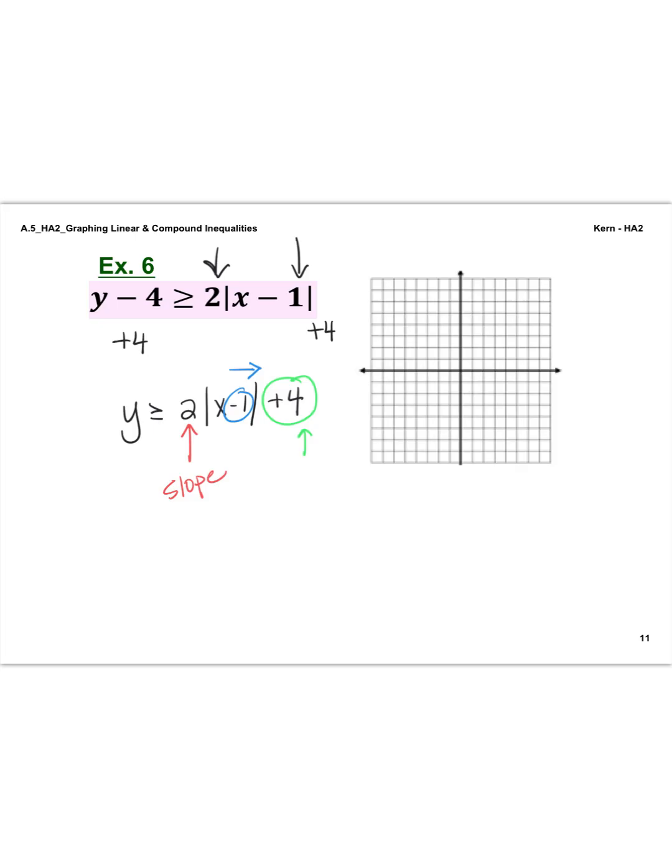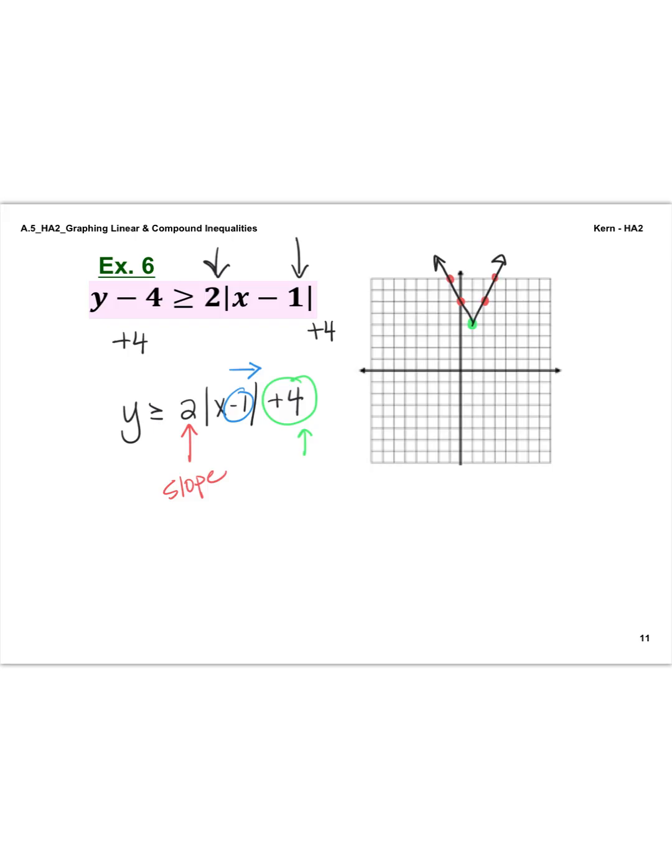So if you start at the origin, we need to go right 1 and up 4. So we land right here. Okay, up 4, right 1. And then we have a slope of 2. So from your vertex, you're going up 2 over 1, up 2 to the left 1, up 2 to the right 1. And then you ask yourself dotted versus solid. We're solid.